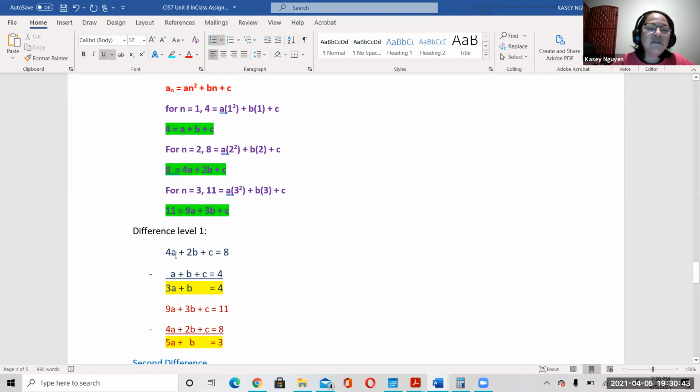So 4a plus 2b plus c, that comes from here, equal to 8. Subtract a plus b plus c equal to 4 from the first one, from n is equal to 1. So I take the n is equal to 2 output, subtract n equal to 1 output. When I subtract, I just line them up. 8 minus 4 gives me 4, c minus c gives me 0, 2b minus b gives me b, 4a minus a gives me 3a.